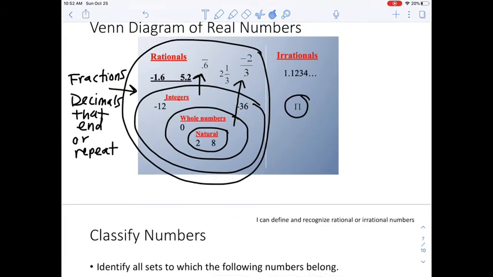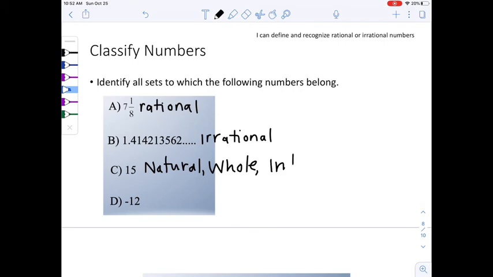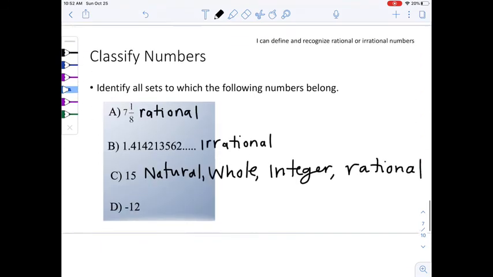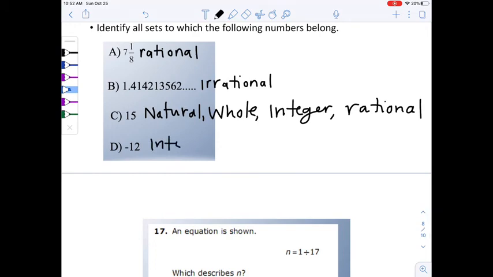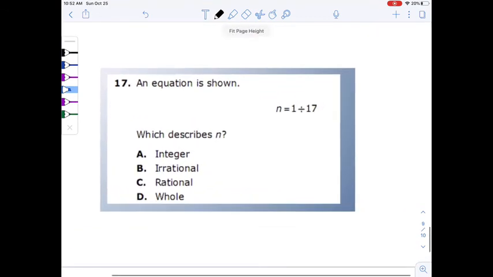Then we have 15. Looking at our Venn diagram, 15 is a natural number, which means it's also whole, it's also an integer, and it's also rational. So we write natural, whole, integer, and rational. Then we have -12. -12 is not natural, it's not whole, it is an integer, which means it's also rational. So it's an integer and it is rational.